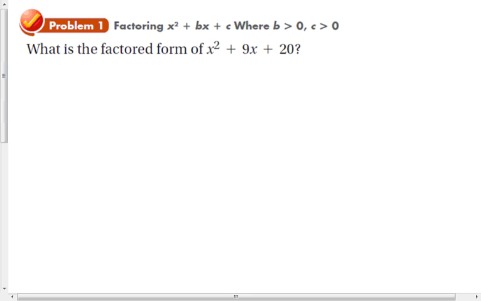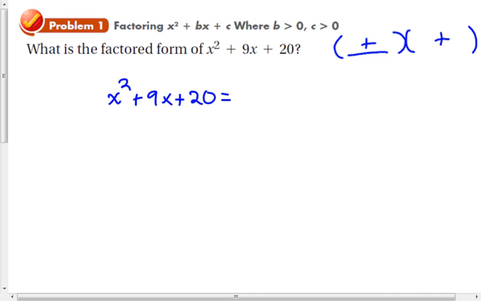All right, what is the factored form of x squared plus 9x plus 20? Now, the factored form is where you write the trinomial as a product of its factors. And so there's some two binomials multiplied together with a plus in the middle like that, that equal x squared plus 9x plus 20. So basically, we want to rewrite it into two binomial factors. Now, to help us figure out what the factors are, we're going to think about FOIL.